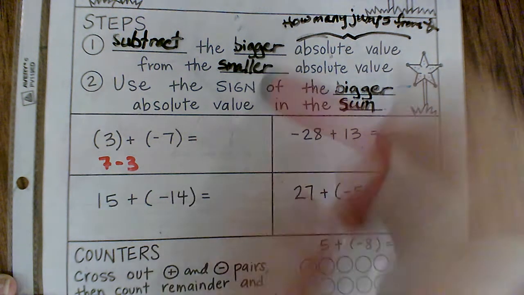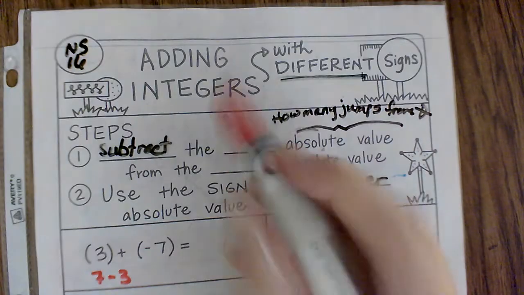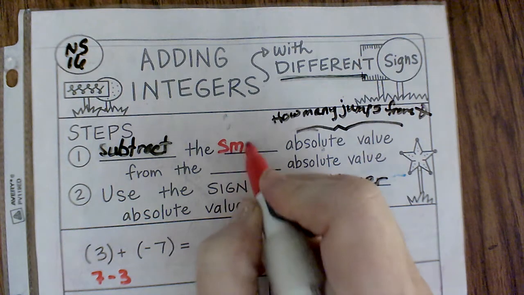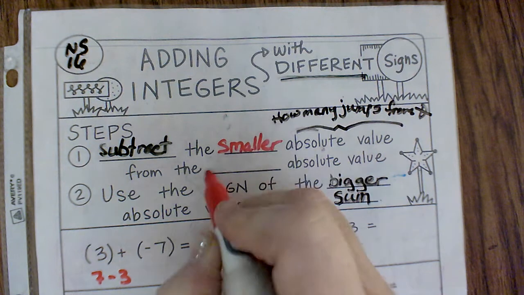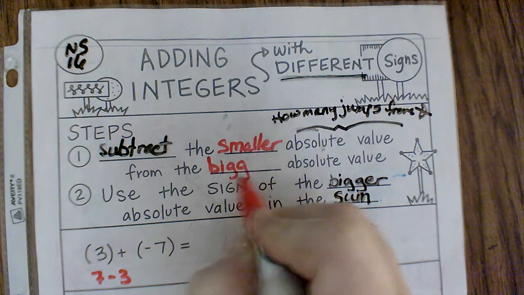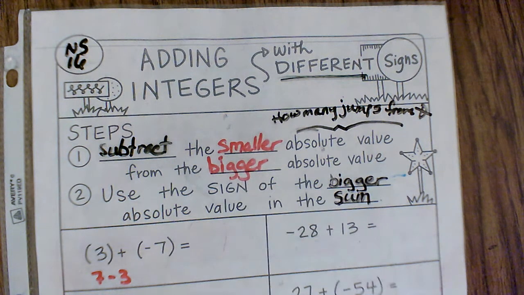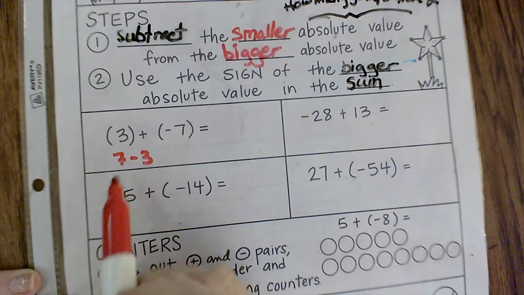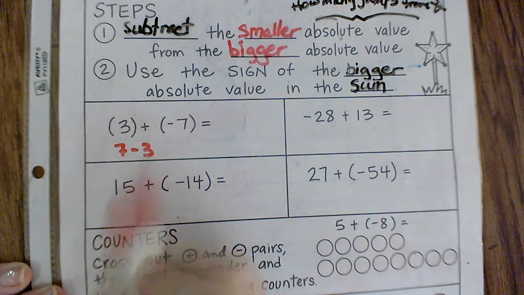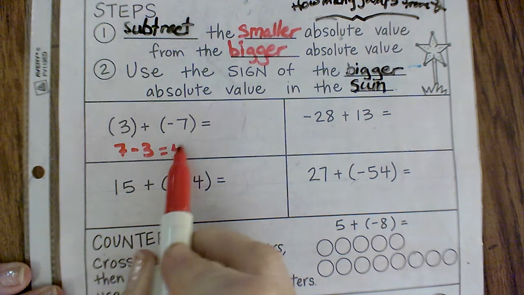Okay, that doesn't work. Ha! Go back, erase, subtract the smaller from the bigger. That's what I meant to say. So, yeah, there we go. Miss Sissel's now perfect. Subtract the smaller number from the bigger number. So down here, we're subtracting 7 minus 3, which is going to equal 4, right?